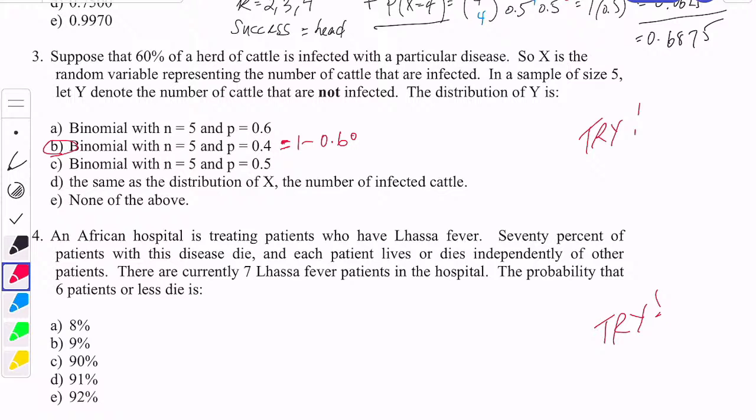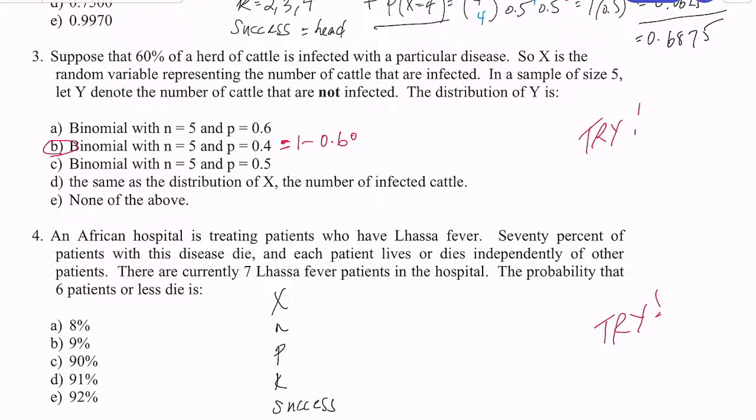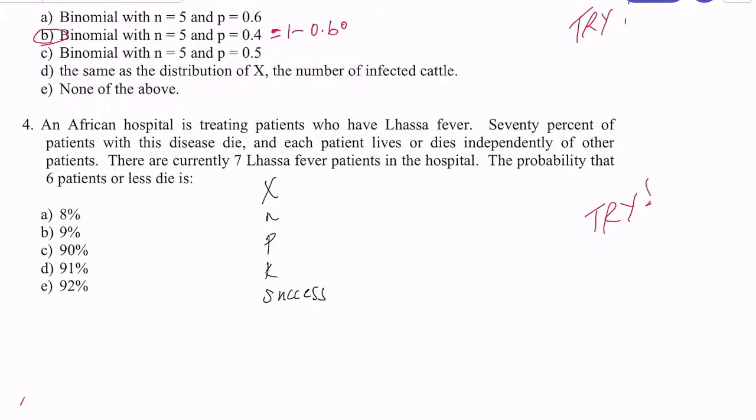Good. Okay, next one. An African hospital is treating patients who have this fever. 70% of patients with the disease die, and each patient lives or dies independently of other patients. There are currently 7 fever patients in the hospital. The probability that 6 patients or less die is. So, let's see. Same approach. Is it a binomial? If so, what's X, n, p, k? And how do you define success?